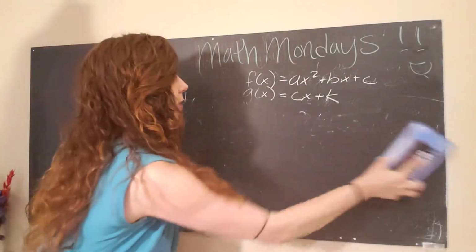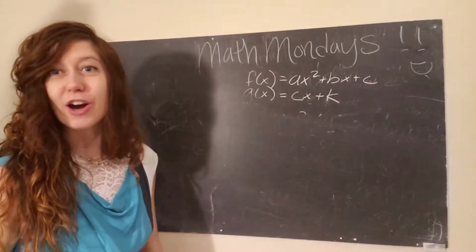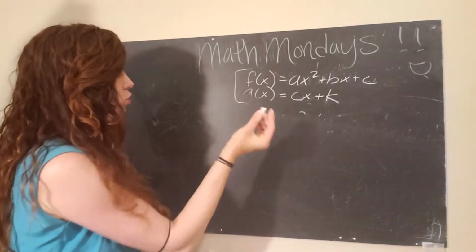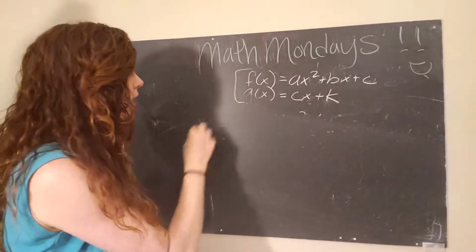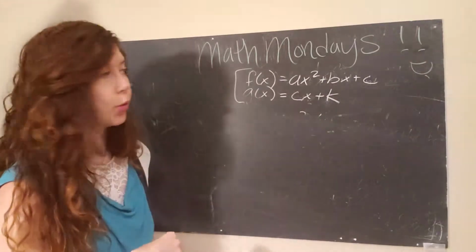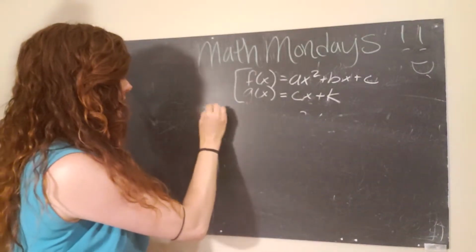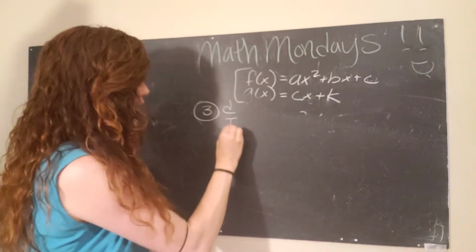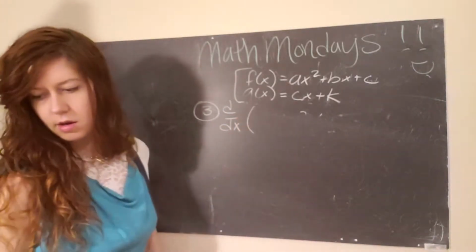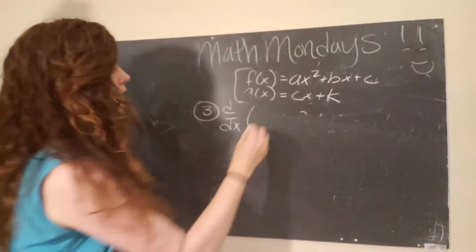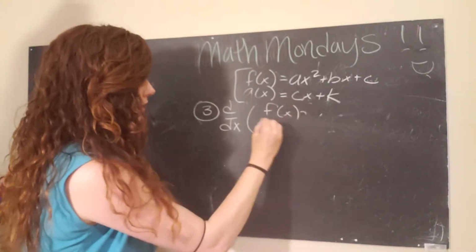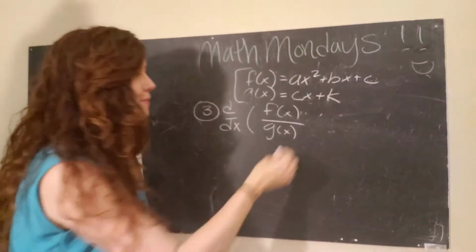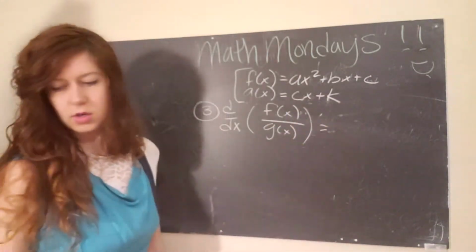Okay, so anyway, now we are going to cover the quotient rule. The quotient rule is very similar to the product rule, and we'll use these as an example, although I'm not going to run through the whole thing. So we'll say that this is rule 3, the derivative with respect to x of f of x divided by g of x, equals, okay.